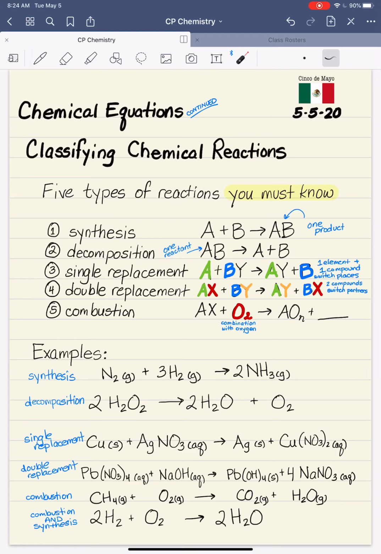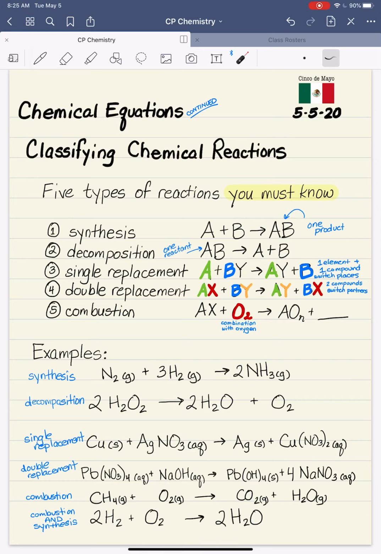You can also have a double replacement reaction. That's where we have two compounds and they also both switch partners. Okay, so here A is with X, A ends up with Y. Here B is with Y, but B ends up with X. That's called a double replacement reaction.